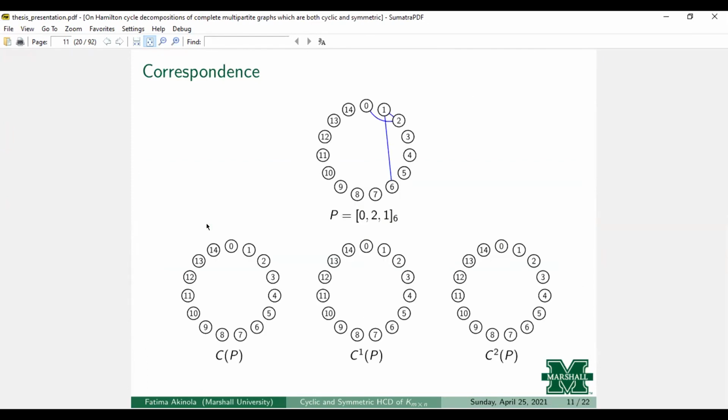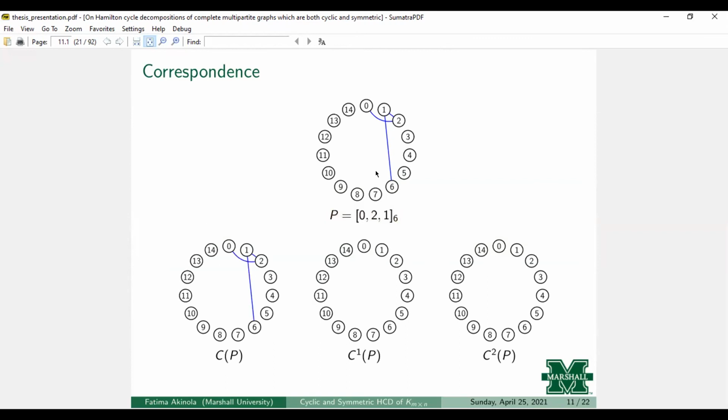So this is where I was coming to. If I have a base path, how can I get a decomposition, or how can I get a Hamilton cycle, so to say? If I have the base path 0, 2, 1, 6, I just have to apply sigma to that. If I apply sigma to it, I get this part, and then just keep applying sigma to that repeatedly.